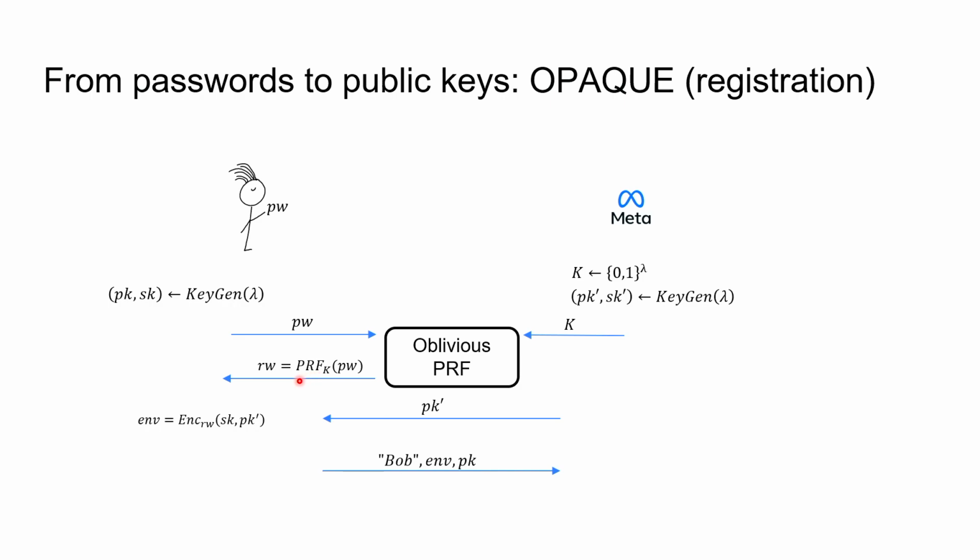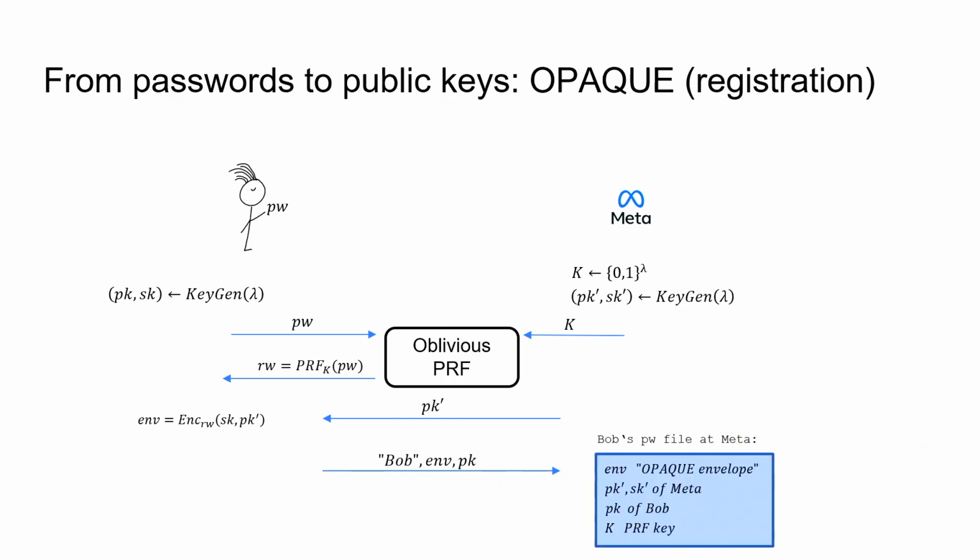So the client has now somehow hardened or transformed his password into something more secure, roughly, intuitively. And now, this is called the RW value in the OPAQUE specification, and he's going to use this RW, this hardened password, as an encryption key to encrypt his own secret key. Okay? And he's also encrypting the public key of the server along. So this is called the OPAQUE envelope. And now the client is sending his name, just some username that he chooses, the envelope, and his own public key to the server. Okay? And the server stores this all under Bob's password file. Okay?